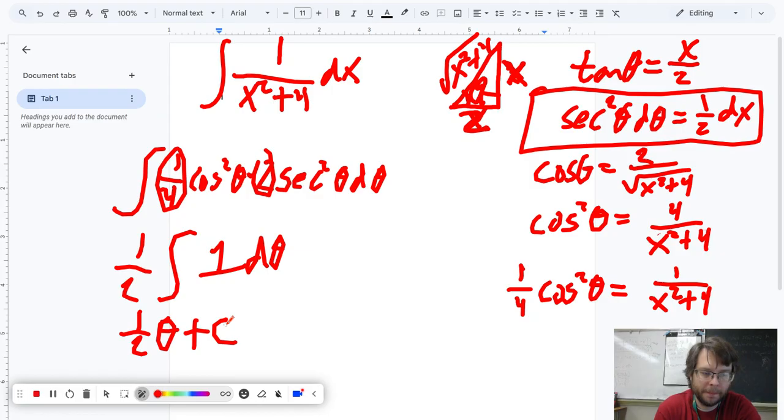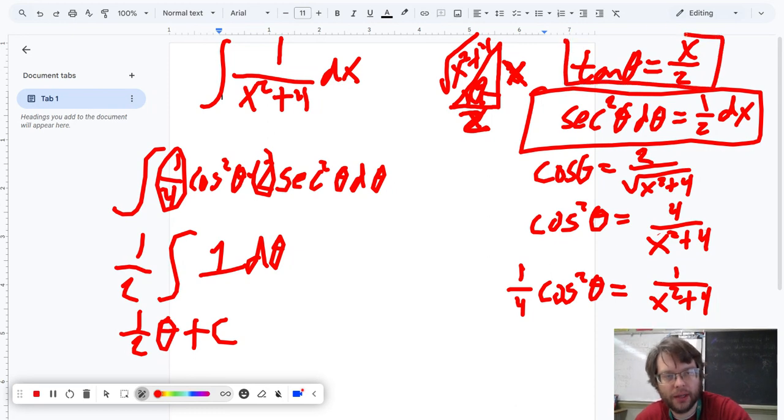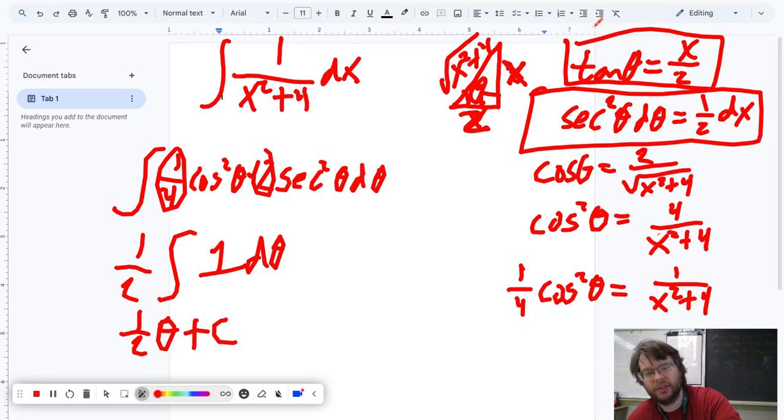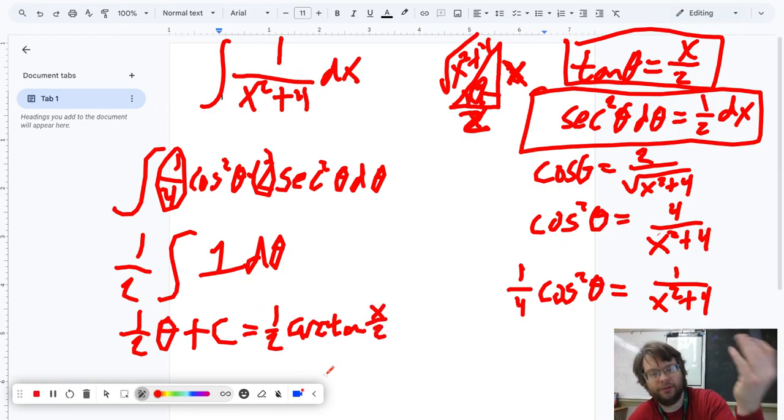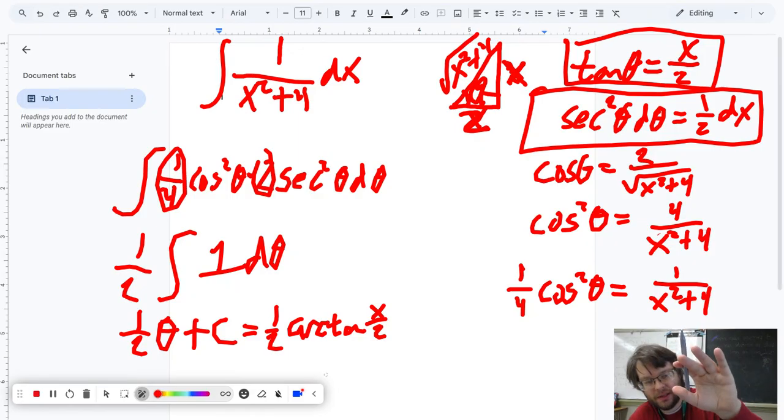That's an unsatisfying answer because what the heck is theta? I asked a question that had to do with x, and then I give an answer that has to do with theta. If you go back and look at your original trig function, tan of theta is x over 2. That means we can write this as 1/2 arctan of x over 2. Arctan is the inverse of tangent, so if you have tan of theta and you want to solve for theta, then theta equals arctan of the other side of the equation.